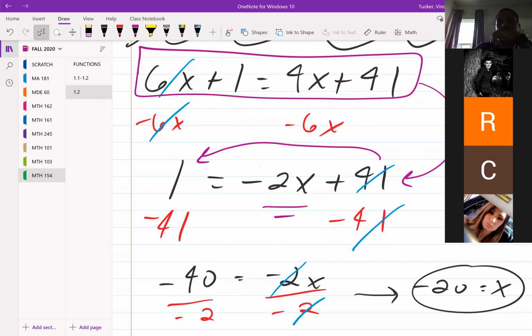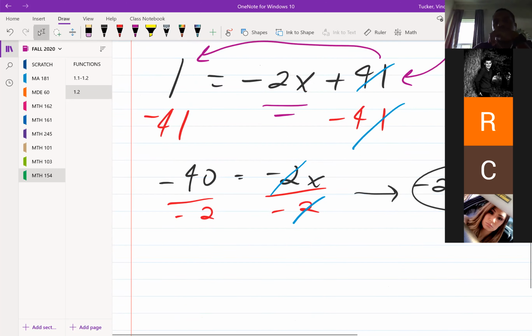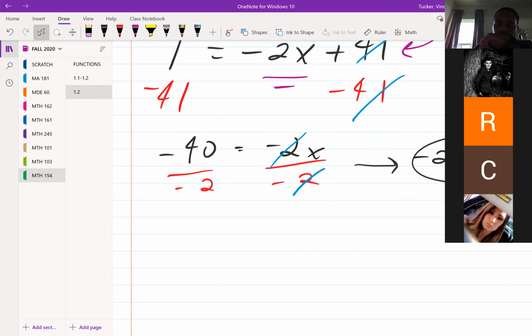Okay. And you always have to be left with one term, I assume. So it can be x equals whatever, right? Yes, your goal is to get this x by itself, or whatever your variable is, by itself on one side of the equation. Okay. Mm-hmm.